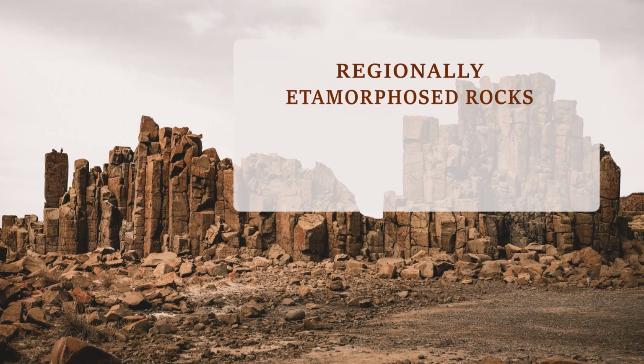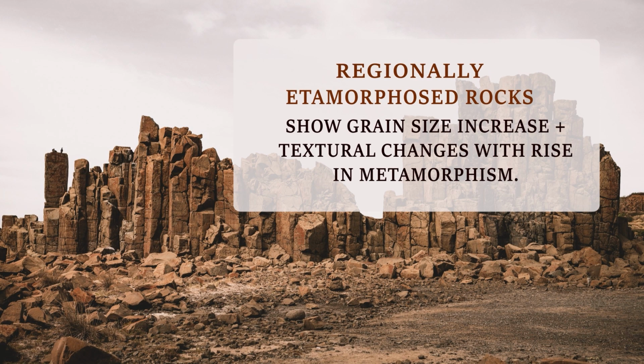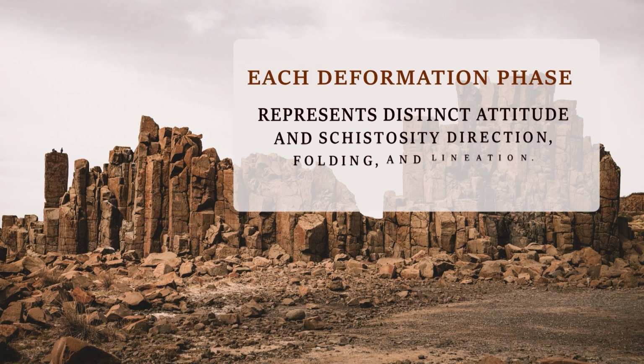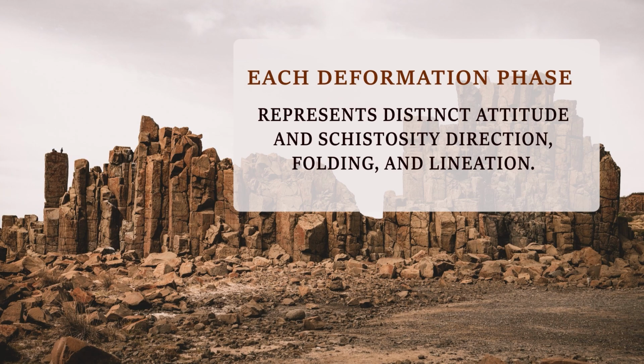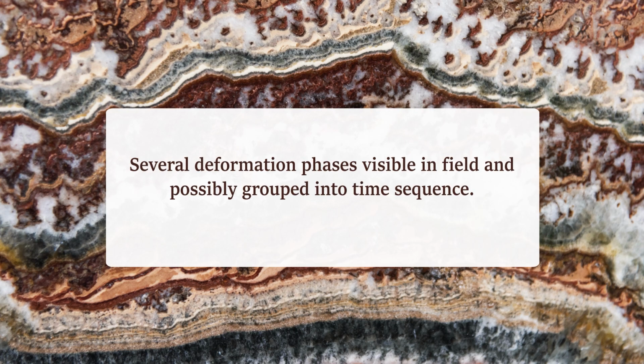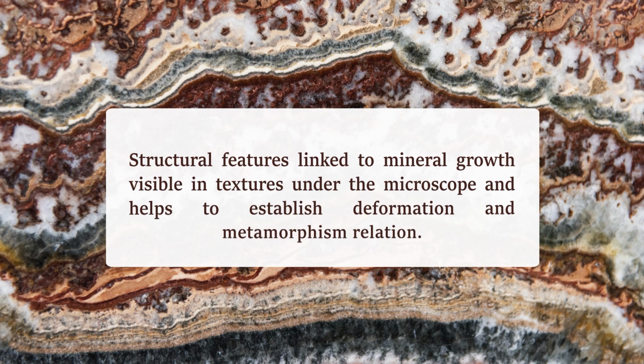Regionally metamorphosed rocks show grain size increase and textural changes with rise in metamorphism. Each deformation phase represents a distinct attitude and schistosity direction, folding and lineation. Several deformation phases are visible in the field and can possibly be grouped into a time sequence. Structural features linked to mineral growth are visible in textures under the microscope and help to establish deformation and metamorphism relations.